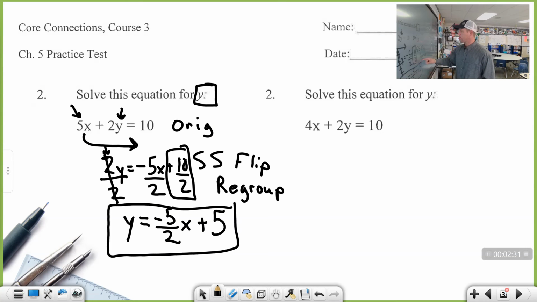This is your answer. I have solved for y. Y equals negative 5 over 2x plus 5. This is a usable format that we can use.